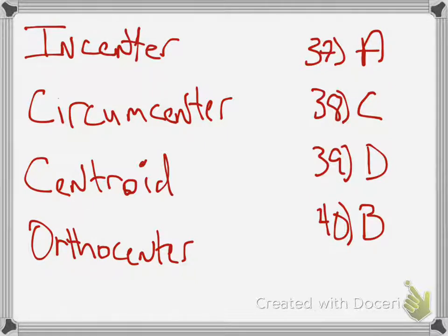So here you can see that number 37 was A, the incenter, the point of concurrency for angle bisectors. Number 38 was C, the centroid is the point of concurrency of the medians. Number 39 was D, the point of concurrency of the altitudes of the triangle is your orthocenter. And number 40, the point of concurrency of the perpendicular bisectors, is B, your circumcenter.